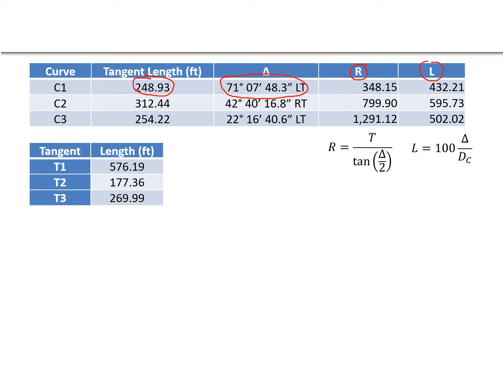And the length is 100 times delta divided by the degree of curvature. And we can get the degree of curvature from the radius, where the radius is equal to 18,000 divided by pi times the radius. That'll give us the degree of curvature. So I'll go ahead and add this equation in here. So the degree of curvature is equal to 18,000 over pi times the radius.